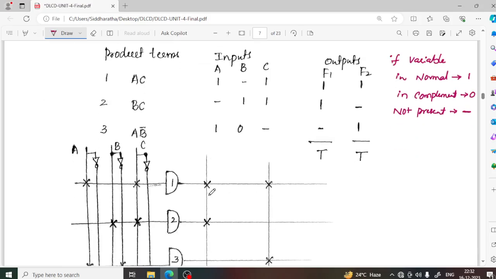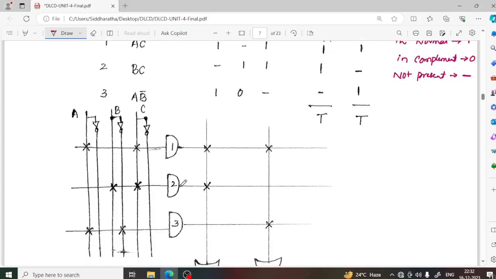Now we consider that we have 3 products. So how many AND gates do you have to consider? 3 AND gates: one AND gate each to get AC, BC and AB bar, right? So what are the inputs? A, B, C are the inputs. Let n be the number of inputs. So these are the inputs. Let this be n. Every AND gate has 2 power n number of switches.